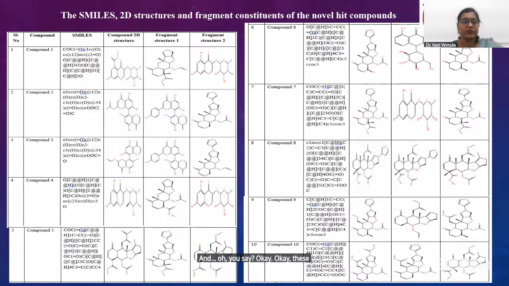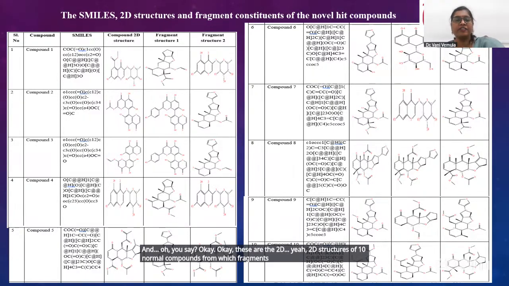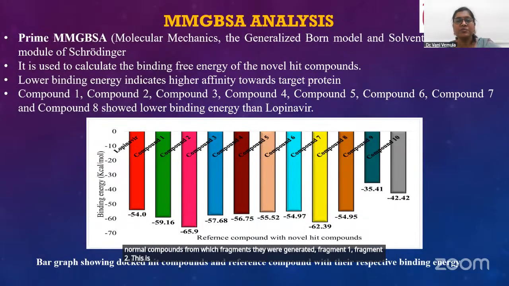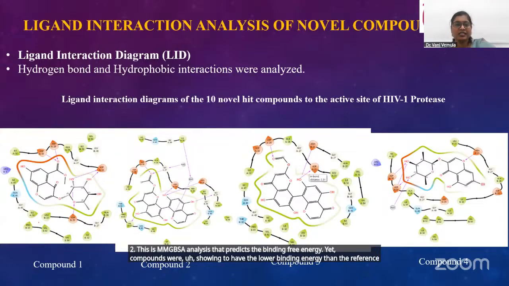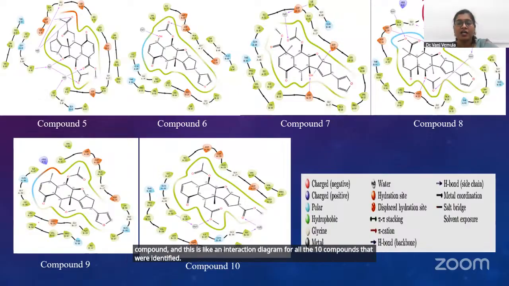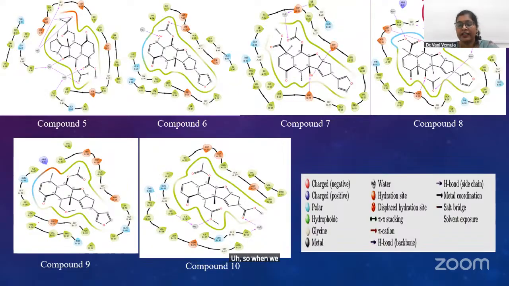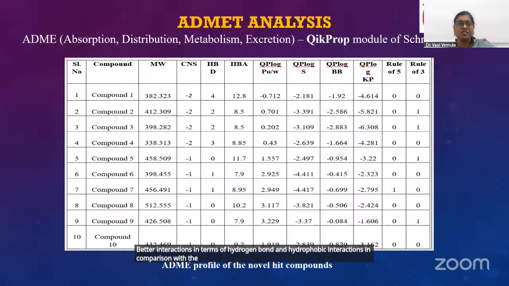These are the 2D structures of the 10 novel compounds and the fragments from which they were generated: fragment 1, fragment 2. This is the MMGBSA analysis that predicts the binding free energy. 8 compounds were showing lower binding energy than the reference compound. And this is the ligand interaction diagram for all the 10 compounds that were identified. When we look at this diagram, all these compounds show better interactions in terms of hydrogen bonds and hydrophobic interactions in comparison with the reference compound, that is lopinavir.